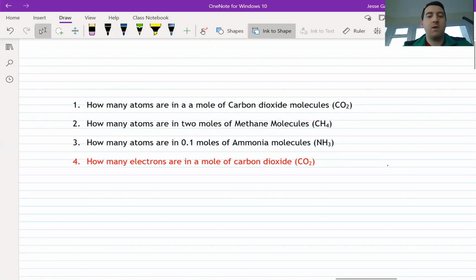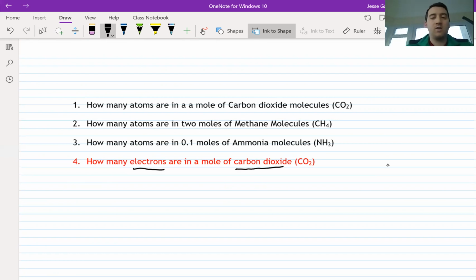I've given you the formulas so you can work out how many atoms there are. Those are pretty straightforward, just like what I've just done. The last one is a real challenge, okay? If you're well able to do this, if you've been doing all of these, the last one's going to challenge you because you're given a molecule, carbon dioxide, and you're asked how many electrons are in it.